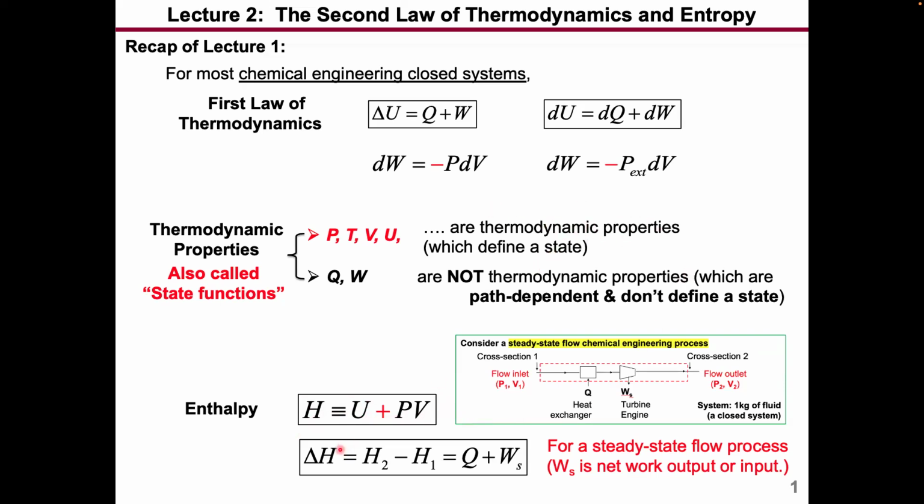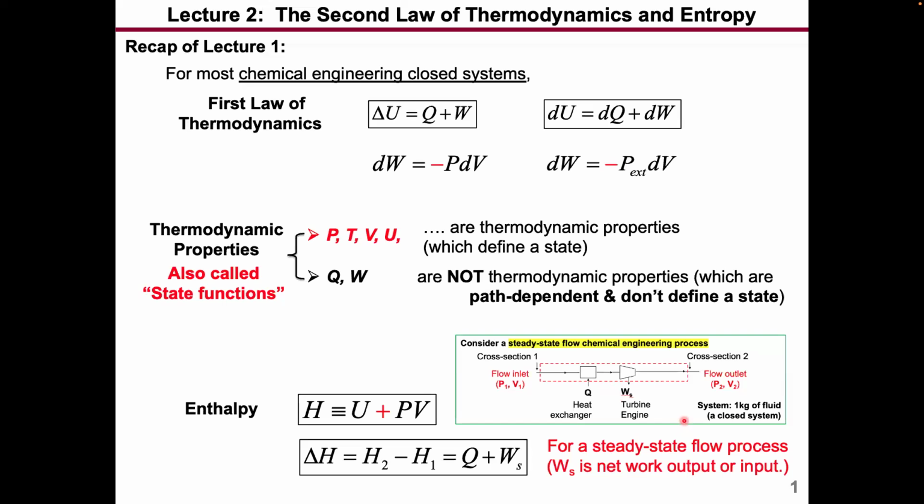Okay. And the reason why we introduced enthalpy is that delta H is going to be equal to H2 minus H1. And for a steady state flow process, this is actually very useful. Basically, the change in enthalpy between section 1 and 2 is going to be equal to just Q plus WS, right? So this is the use of enthalpy.